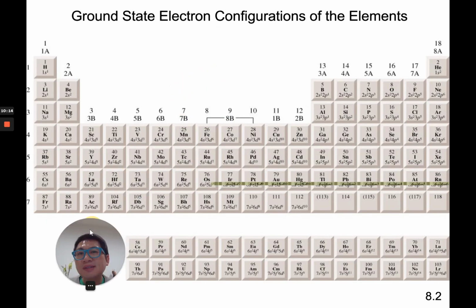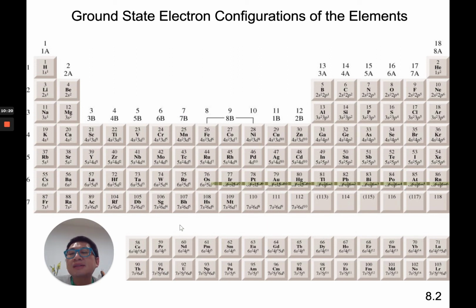Okay, so our ground state electron configuration. I don't know why there's a green line there, it's not supposed to be there. But here's the outer electron configuration of the elements on the periodic table. Notice what we see about all the alkali metals, group 1. They end in 1s1, 2s1, 3s1, 4s1, 5s1, 6s1, 7s1. They all end in something s1. Group 2 elements, alkaline earth metals, end in 2s2, 3s2, 4s2, 5s2, 6s2, 7s2. They all end in some principal quantum number and s2.